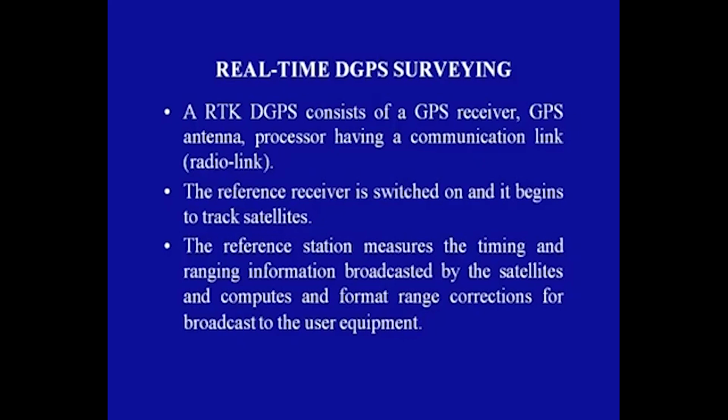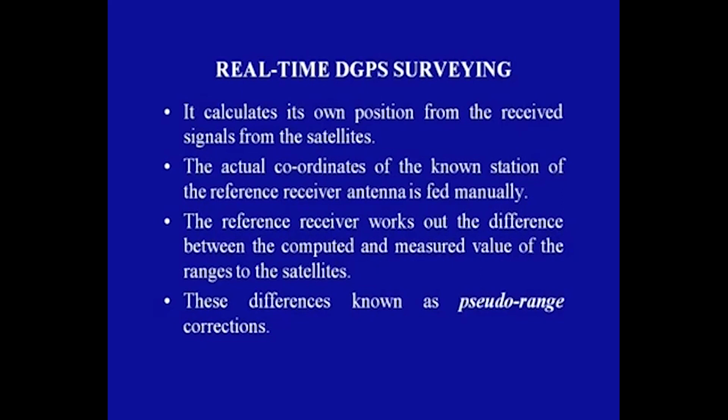The reference station measures the timing and the ranging information broadcast by the satellites and computes and formats range corrections for broadcast to the user equipment. It calculates its own position from the received signals from the satellites. The actual coordinates of the known station of the reference receiver antenna are fed manually. The reference receiver works out the difference between the computed and the measured value of the ranges to the satellite. These differences are known as pseudo range corrections.